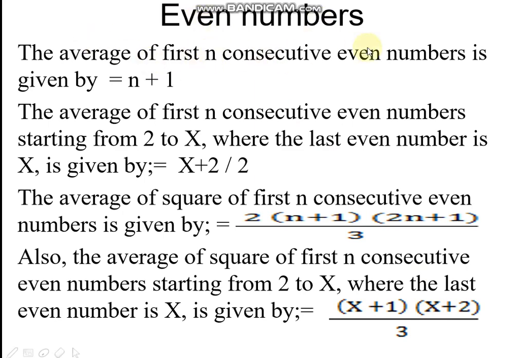Next, we need to find the average for even numbers, so we have some formulas. The average of first n consecutive even numbers is n + 1. The average of first n consecutive even numbers starting from 2 to x, where the last even number is x, then the formula is (x + 2) by 2. The average of squares of first n consecutive even numbers is 2(n + 1)(2n + 1) divided by 3. Also the average of squares of even numbers starting from 2 to x, where the last even number is x, then (x + 1)(x + 2) divided by 3 is the formula for that.